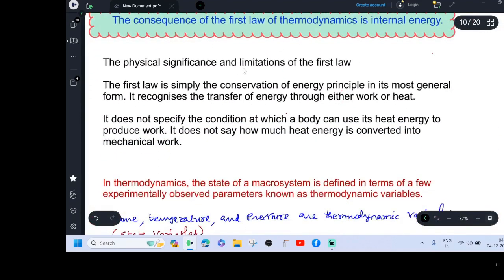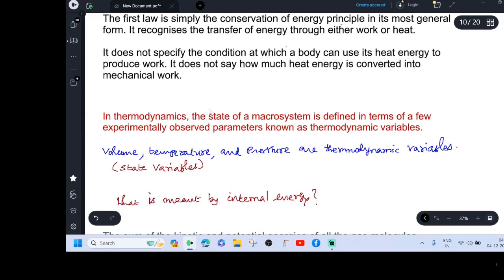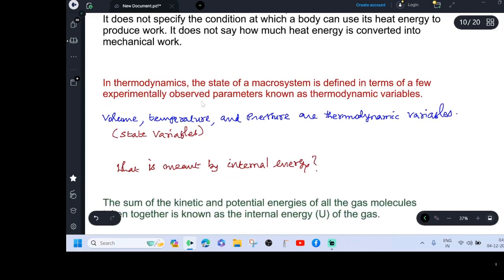The physical significance and limitations of the first law. The first law is simply the conservation of energy principle in its most general form. It recognizes the transfer of energy through either work or heat. It doesn't specify the condition at which a body can use its heat energy to produce work. It does not say how much heat energy is converted into mechanical work.